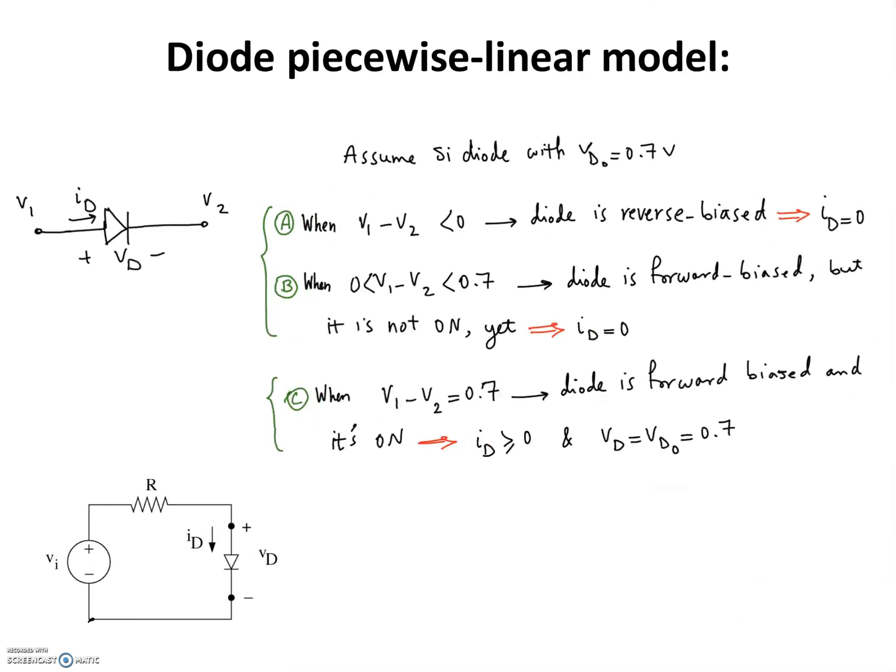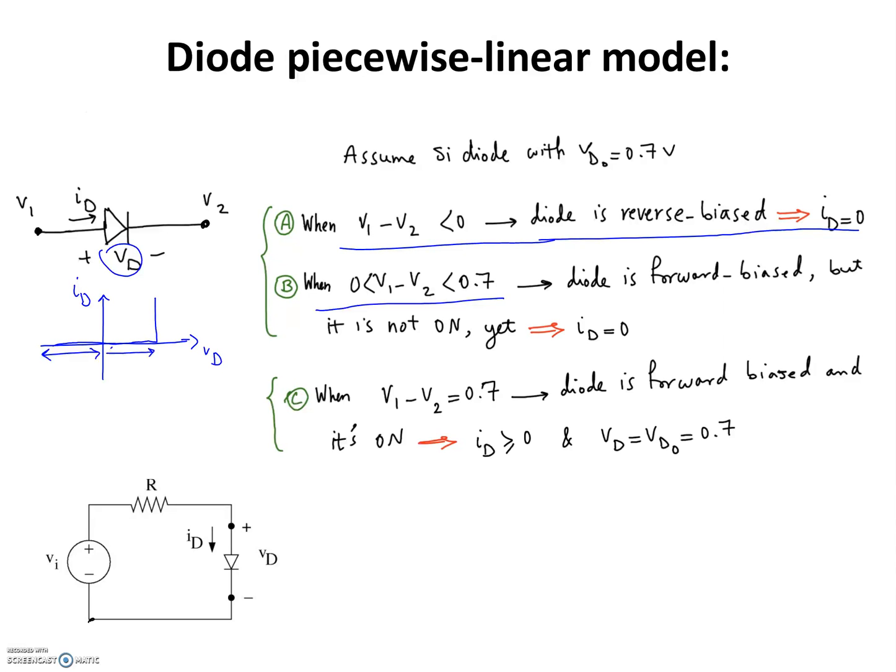Another way of solving diode problems is by looking at the node voltages at the two terminals of the diode, assuming that you have a silicon diode with VD naught equal to 0.7 volts. When V1 minus V2 is less than 0, the diode is reverse biased and ID is equal to 0. Now if V1 minus V2, or this VD, is between 0 and 0.7, the diode is forward biased, but it is not on yet. So I am looking at this piecewise linear model. This is VD and this is ID. For this range, the diode is reverse biased. When VD is in this range between 0 and VD naught, the diode is forward biased, but it is not on yet. As a result, ID is equal to 0.